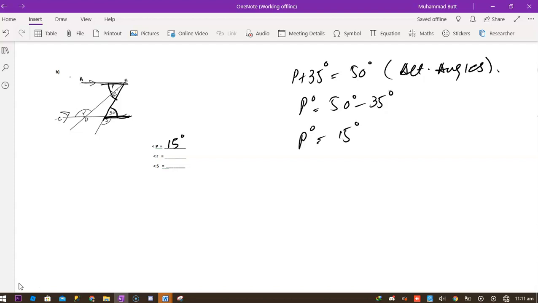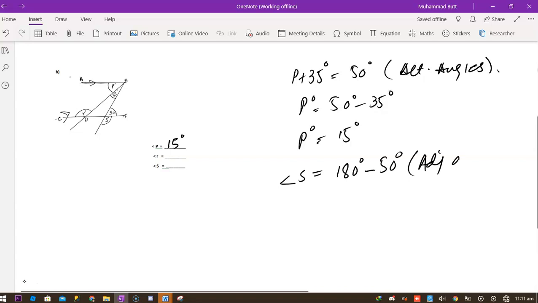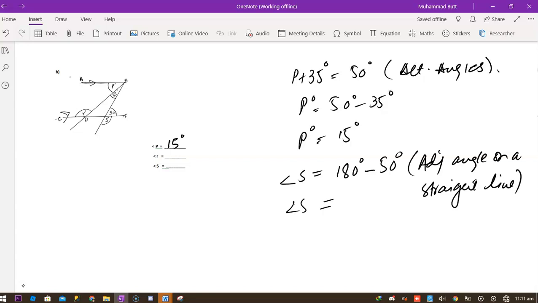Now come to angle S over here. For angle S, the adjacent angle on a straight line is given to you, and it is 50, and it's very easy. We know that the sum of angles on a straight line is always equal to 180 degrees. So that would be 180 minus 50. Angle S would be 180 minus 50 because it is an adjacent angle on a straight line, and the sum of adjacent angles on a straight line is always equal to 180 degrees. So we subtract 50 from 180 to find the value of angle S, and that is 130.